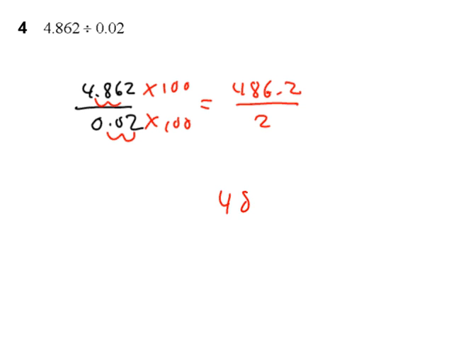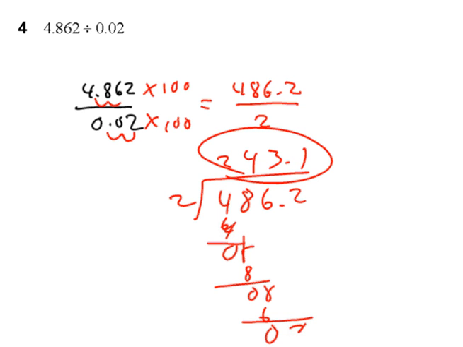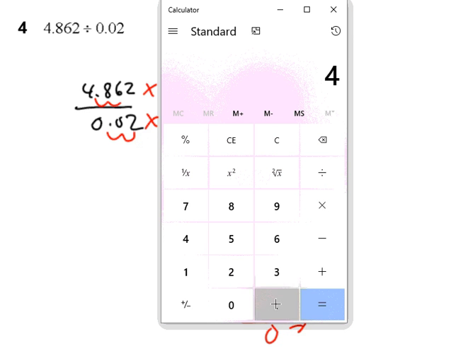So when I set this up and divide by 2, I get 2. Oh, sorry, 4. I get 4. I get 3. And I get decimal 1. So your answer is a positive 243 decimal 1. If you want to check it with a calculator, 4.862 divided by 0.02 equals 243.1.